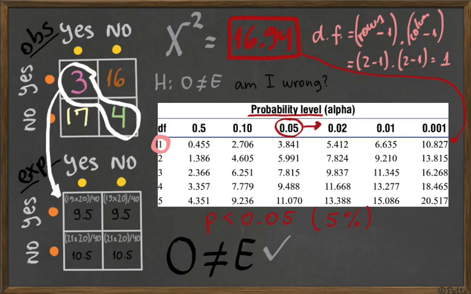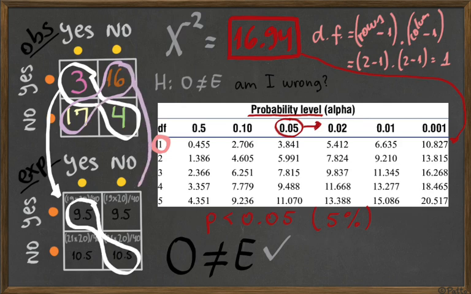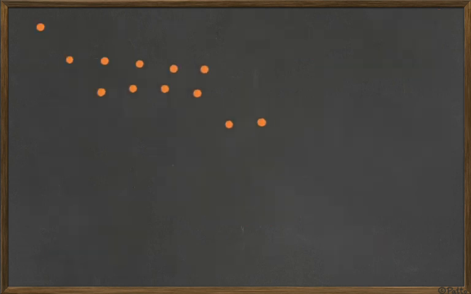Okay? Those numbers are bigger than expected. That means that I have, in this case, a negative association. If I find an orange, it's unlikely that I find a yellow together. If I find a yellow, it's unlikely that I find an orange together. Okay? So, negative association. Let's take a look at another example.